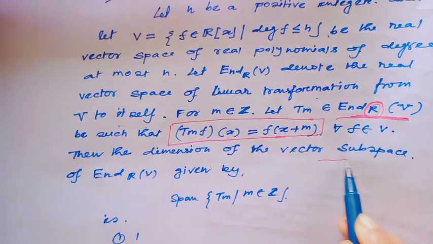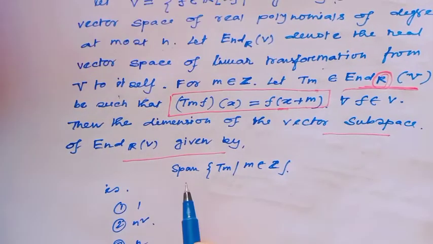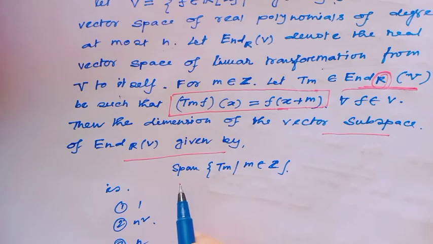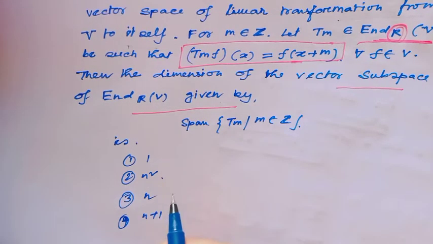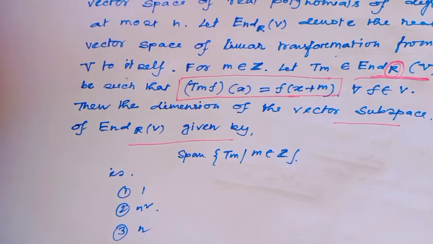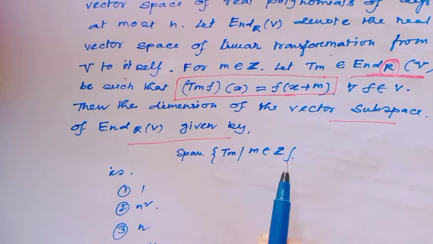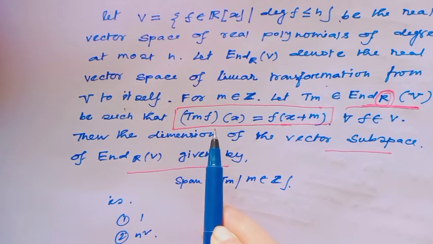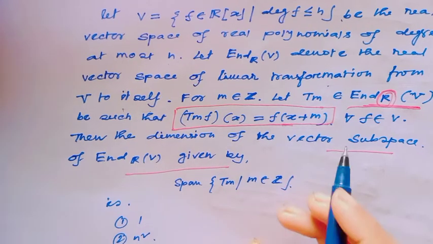Then the dimension of the vector subspace of this endomorphism space, where the subspace is denoted as the span of the set Tm where m belongs to Z, is: option 1, option 2 n square, option 3 n, and option 4 n plus 1. That means we have to find the span of Tm where m belongs to Z, and here the mapping is defined as Tm(f)(x) equal to f(x plus m).